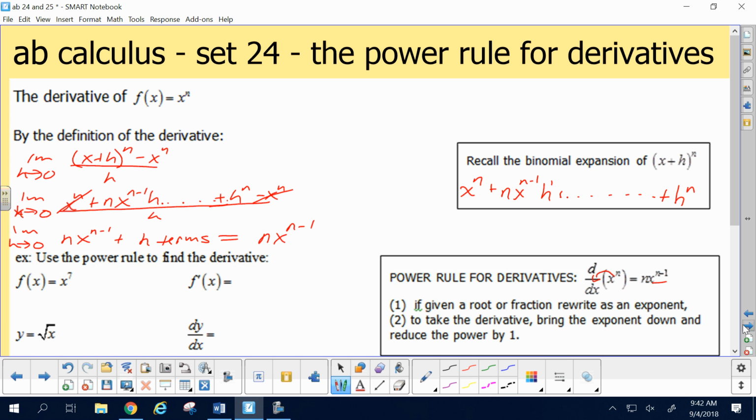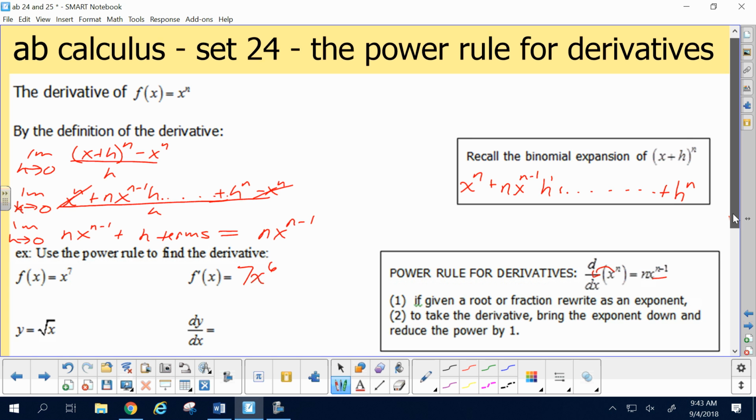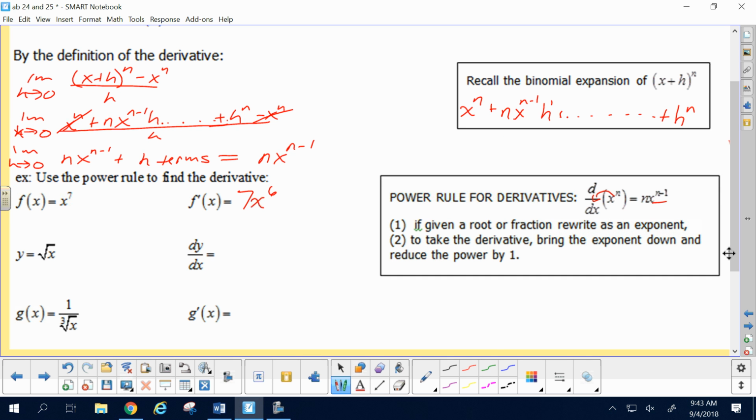So if I have f of x is x to the 7th, then without the definition of the derivative, I'm just going to use the shortcut. I bring the exponent down. So 7 comes out front, and reduce the exponent by 1, it becomes 6. The derivative of x to the 7th is 7x to the 6th. Sometimes it's not all pretty princess for you. You have to do a rewrite step. For example, the square root of x is a power. It's x to what power? 1/2 power. If you can write it as an exponent, then you can use the power rule.